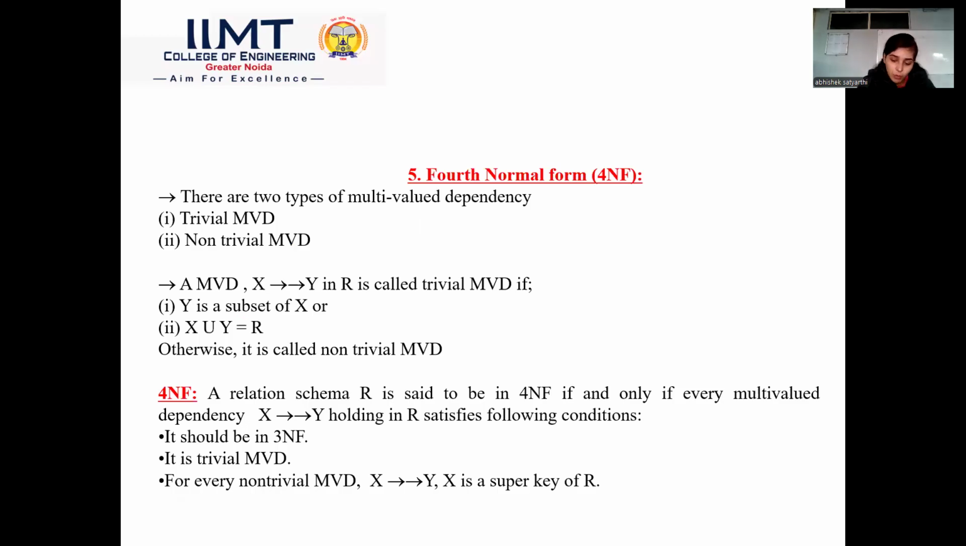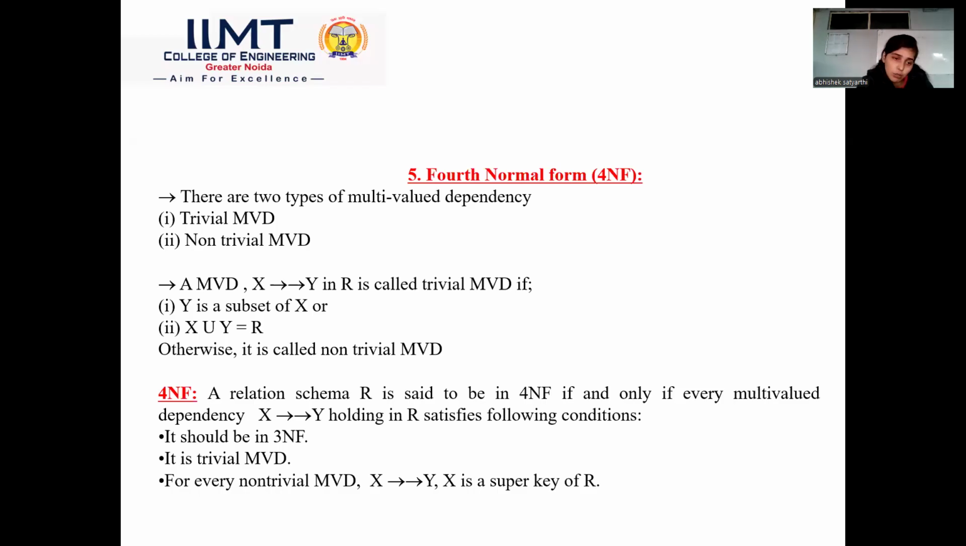Next one is 4NF. 4NF basically depends on multi-value dependency. In that case, there are two kinds of dependency: trivial and non-trivial multi-value dependency. Trivial means we don't get any fruitful or useful information, so the actual focus is on non-trivial. A multi-value dependency X multi-value dependent on Y in R is called trivial if Y is a subset of X and X union Y is equal to relation R. Otherwise, it is non-trivial.